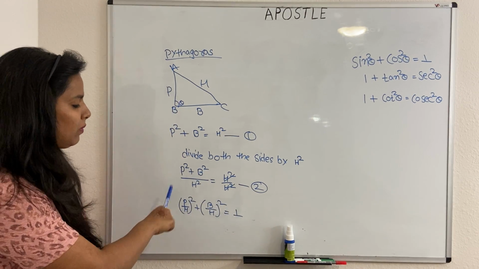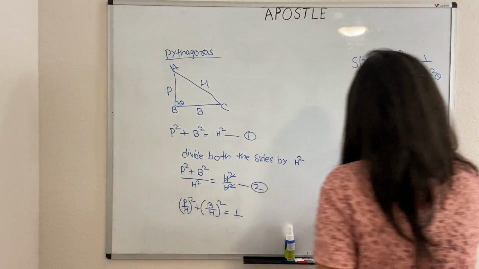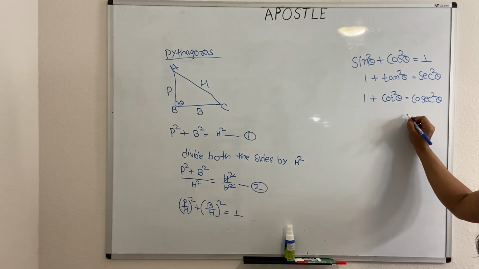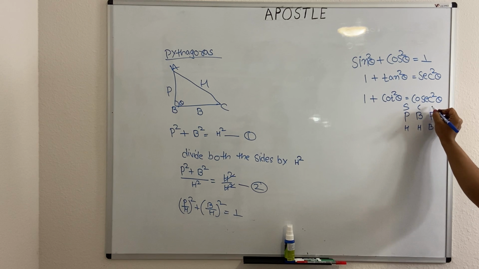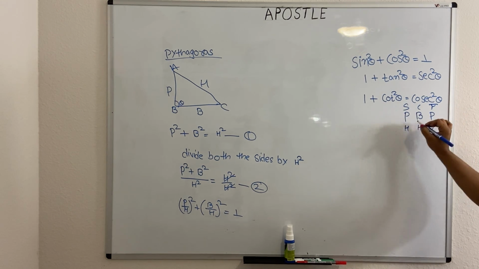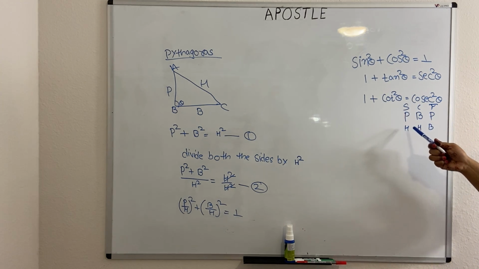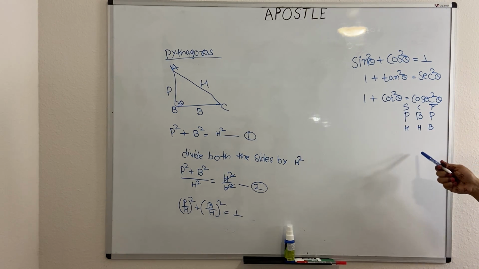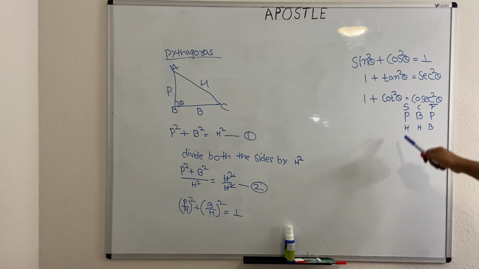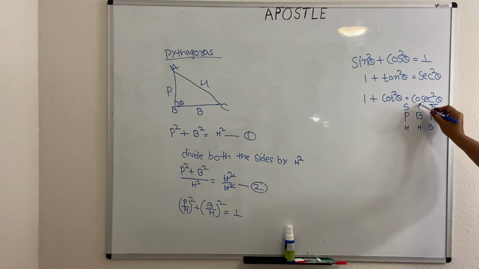Now we know what p by h and b by h are. Like everyone knows, Pandit Badri Prasad har bole sona chandi tole. So what is the value of sine? It is p by h. What is the value of cos? It is b by h. What is the value of tan? It is p by b. So p by h is the value of sine theta, and b by h is the value of cos theta.